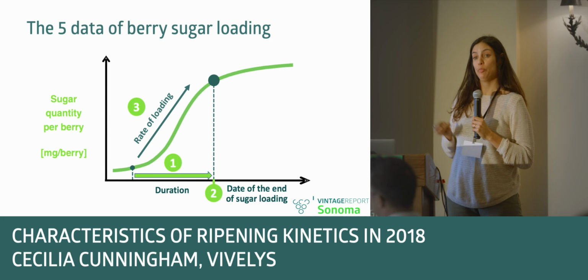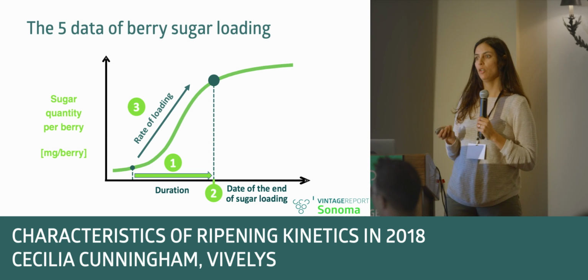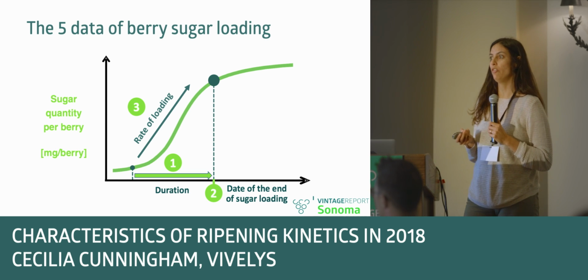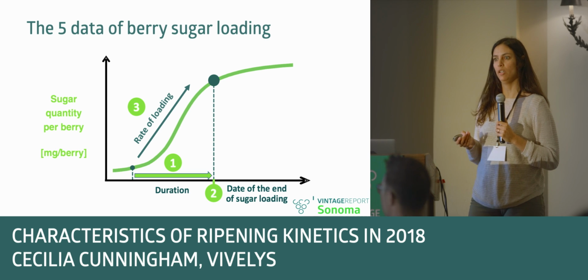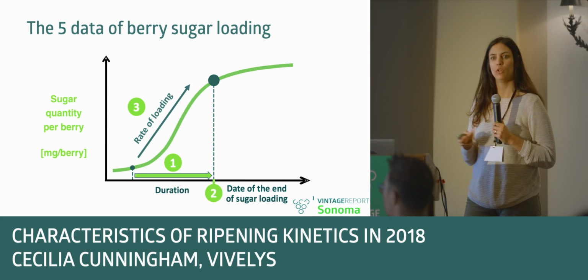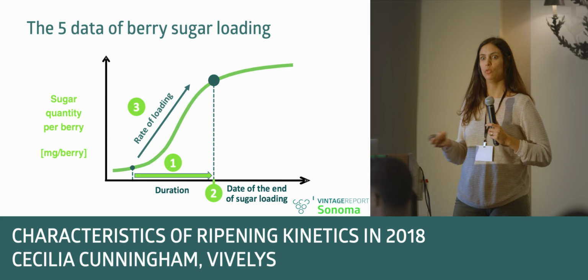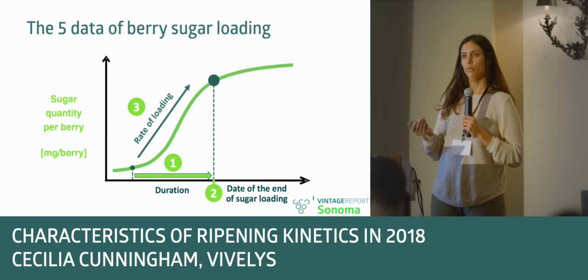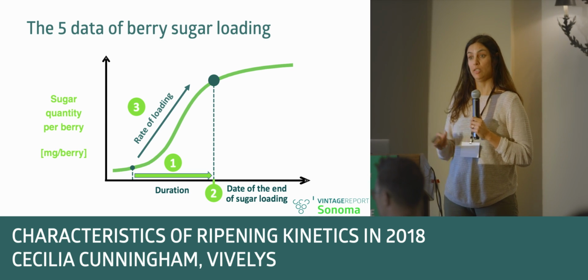In terms of the speed of synthesis, we can get really good information if the plant is suffering any imbalance, if the yield is not at a good level, if we have too many bunches, or if we have a lot of vigor. We will be able to see this in the synthesis and the speed of it.